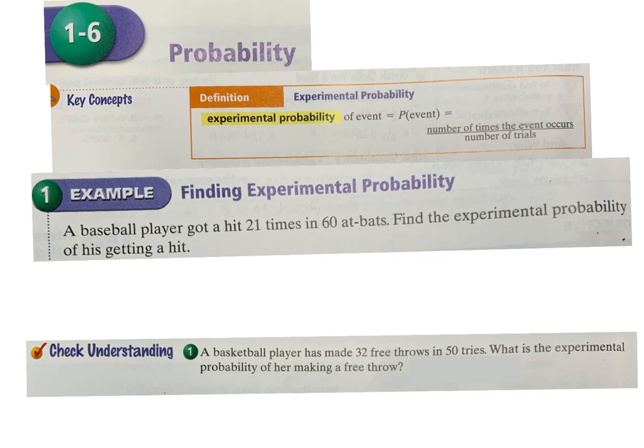Page 40 is really the first explanation of probability here. And the first type of probability that they talk about is experimental probability. Experimental probability is when you actually do something and you count what's going on. So for example, experimental probability by flipping a coin means that you literally flip the coin 20 times and you count how many heads versus how many tails or whatever you're trying to get.